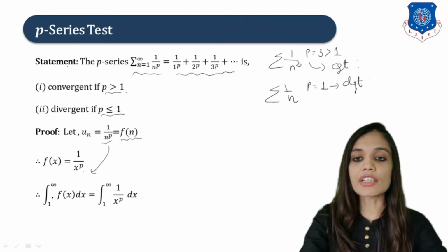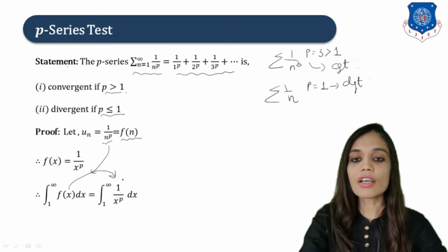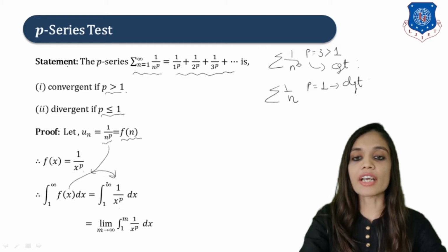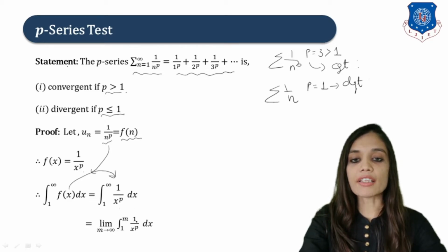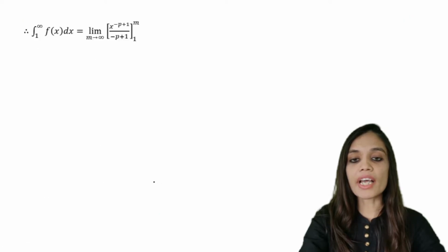So we can find the integration 1 to infinity of f of x dx. Now put the value of f of x, that is 1 upon x raised to p. Now this integral is an improper integral, so we can write it as limit m tends to infinity, integration 1 to m of 1 upon x raised to p dx. Now this can be written as x raised to minus p, so you can apply the formula of integration. So you will get integration 1 to infinity of f of x dx equal to limit m tends to infinity of x raised to minus p plus 1 upon minus p plus 1, and your limits are 1 to m.